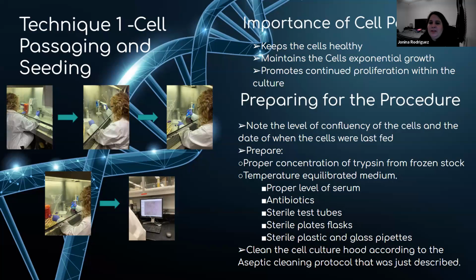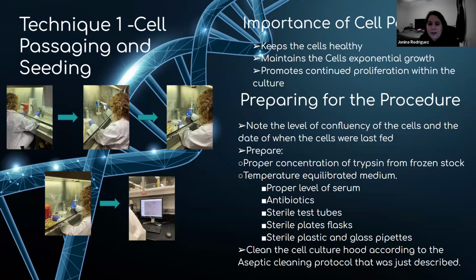The importance of cell passaging is that it maintains and keeps the cells healthy. It also maintains their exponential growth, and it helps continue to promote proliferation within the culture. So it helps make sure that the cells are still living and that they are continuing to grow while you incubate them. To prepare for this procedure, one of the things that we had to do was note the level of confluency of the cells and the date on which the cells were last fed. That is very important because we want to make sure that our cells are continuing to thrive.